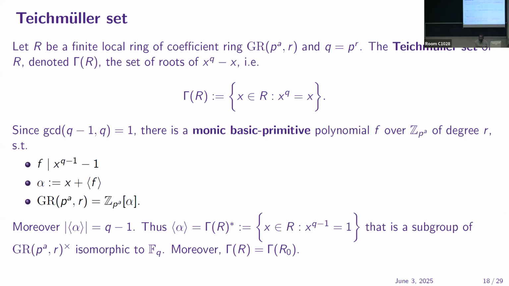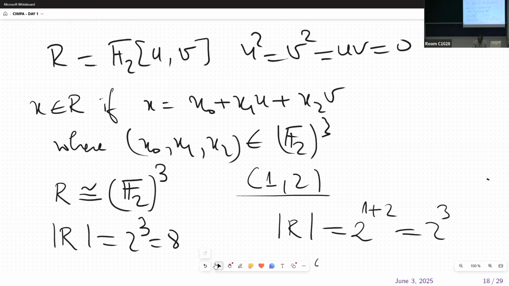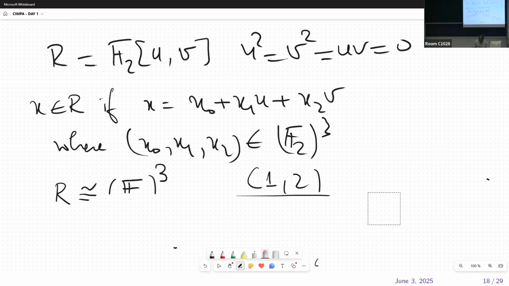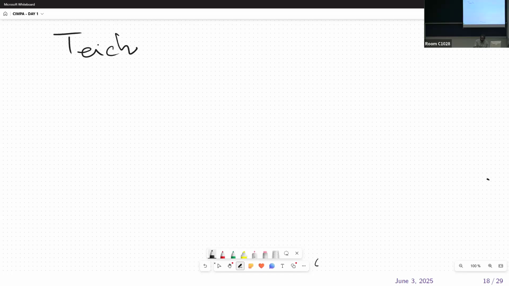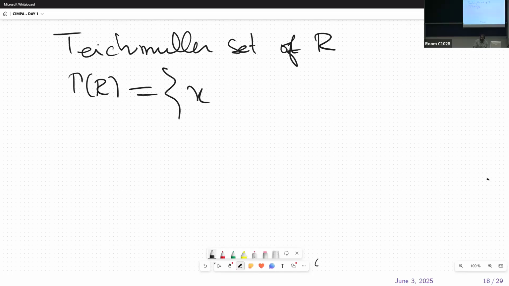We continue with the Teichmuller set of the local ring. The Teichmuller set of R is the set of roots of the polynomial x to the power q minus x, that is, the set of elements of R such that x to the power q equals x.